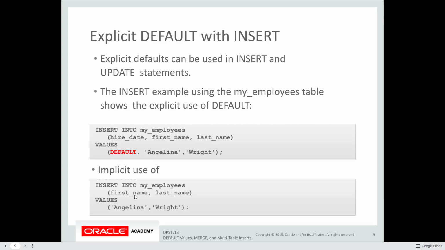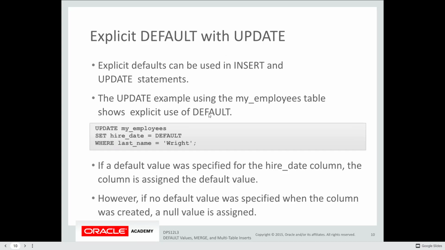Okay. But you can implicitly do the same thing by just having the two columns, first name and last name. So this is the implicit method. That's the explicit method. So remember that the columns have to match. If you have the columns listed, then the literal values have to match. All right. So there are two methods there. I've used both.